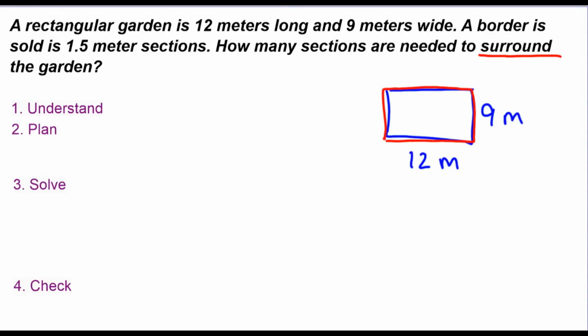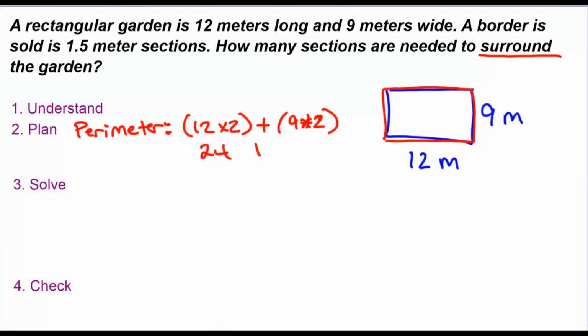So really, what am I looking for here? I'm looking for the perimeter of the garden. So I'm trying to understand what this question is asking me. I'm going to need to know the perimeter. So when I'm making my plan, I first need to find the perimeter of the garden. So there's a couple ways you can do that. You can just add all the sides together. Remember, 12 plus 9 plus 12 plus 9, or 12 plus 12 plus 9 plus 9, or 12 times 2 plus 9 times 2, not add. And that's 24 plus 18, which is 42 meters. So the perimeter of the garden is 42 meters.